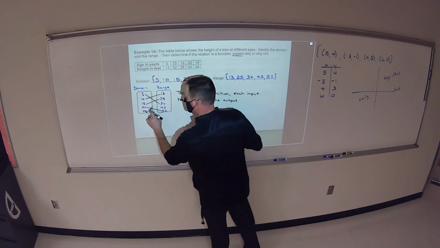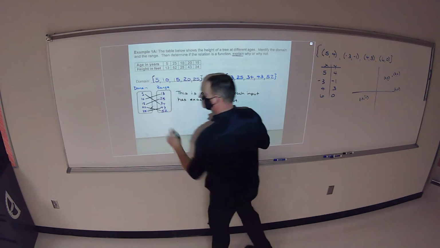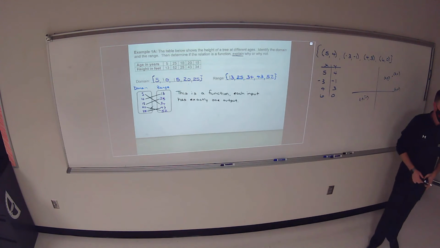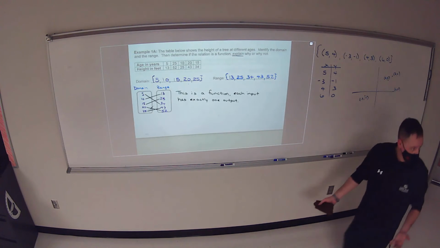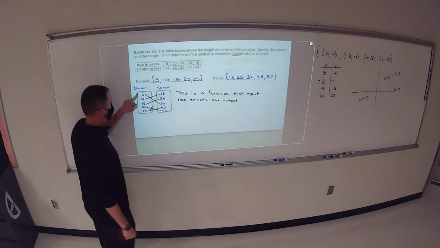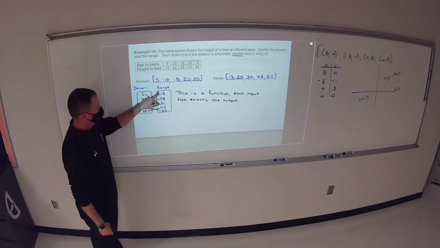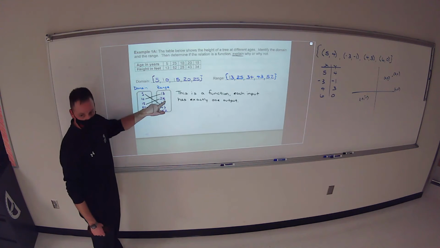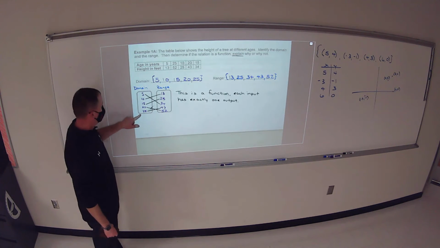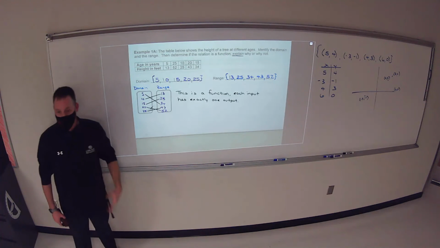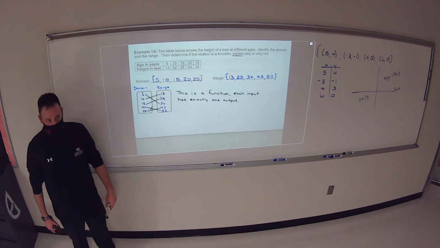Is that a function? Yeah. Yes, because each input has one output. Yes, it is. Each input has exactly one output. Now, the lines are crossing one another, but that doesn't matter. You come back to this picture, 5 has exactly one output. 10 has exactly one output. 15 has exactly one output. 20 has exactly one output. 25 has exactly one output. This would still be a function, even if the lines cross.